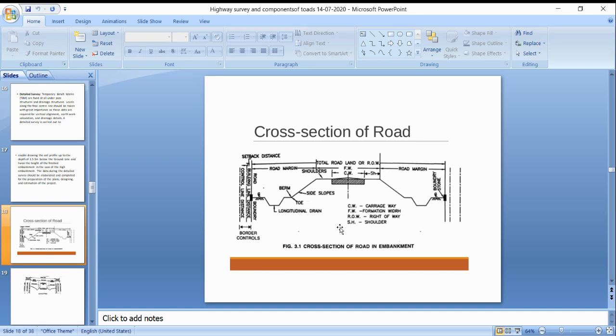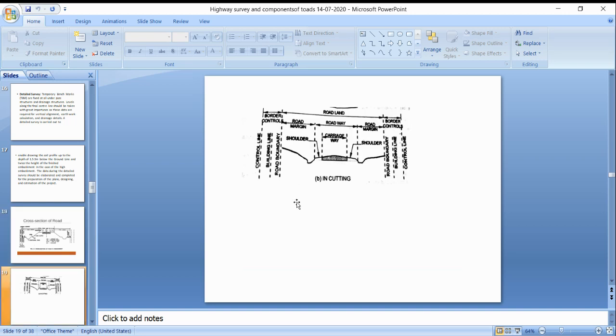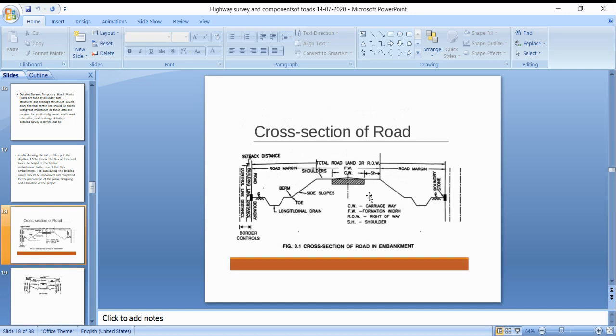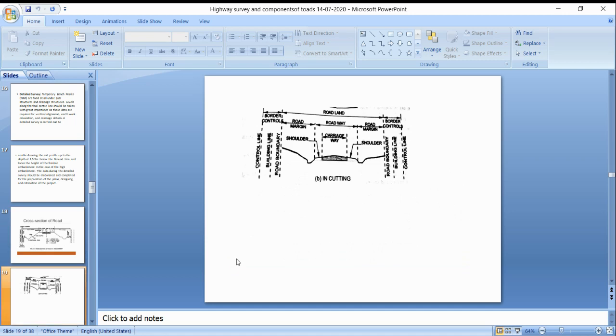So this is the longitudinal trail and this is the slope. In the slope some berm is there, and that berm is useful as a pathway we can use. So this is about embankment. Embankment is all related to filling. So the root height is a little bit of filling.